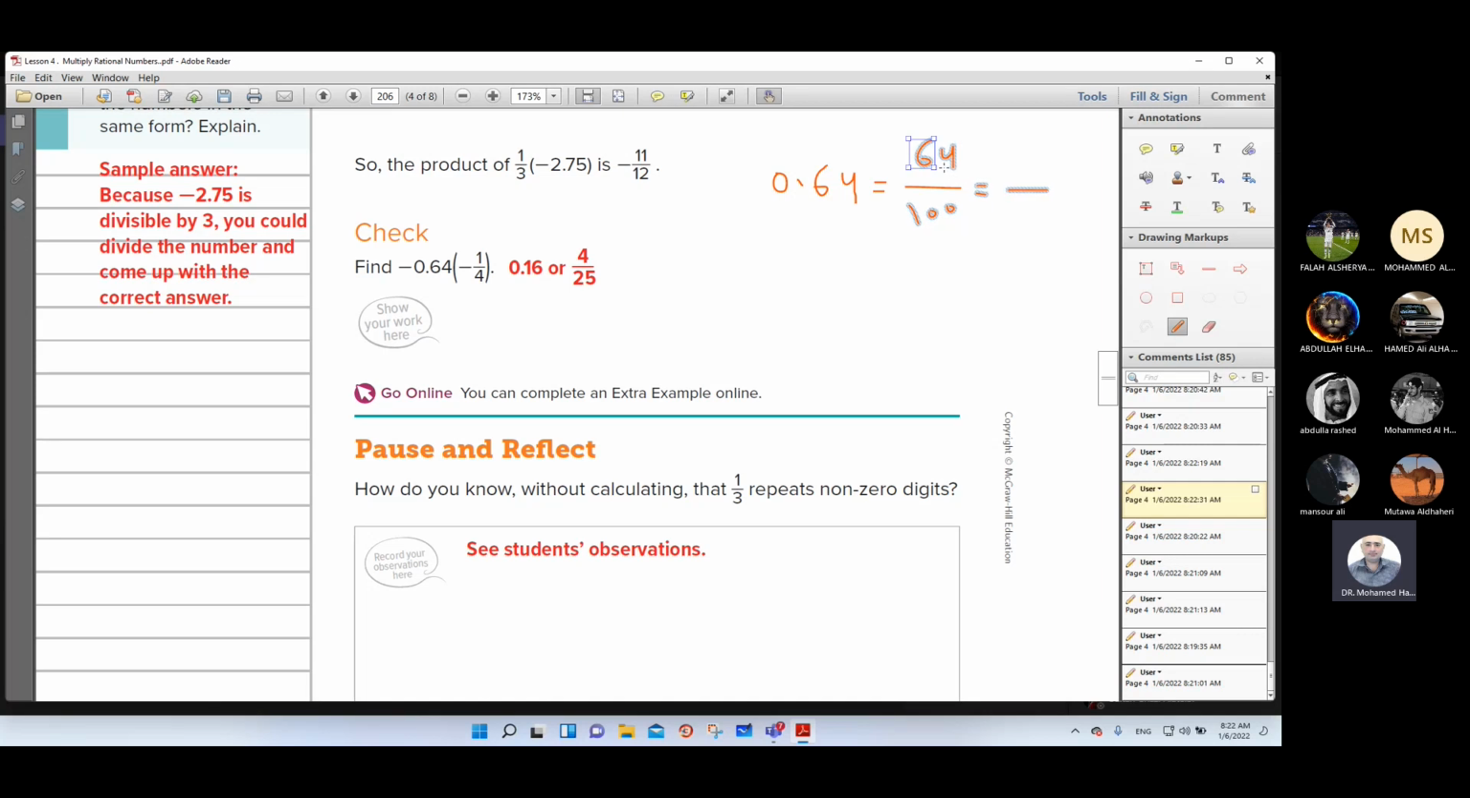Now divide up by 4 and divide down by 4. 64 divided by 4 will be 16. And 100 divided by 4 will be 25. So, negative 0.64 will be negative 16 over 25. Multiply by negative 1 over 4. You can do simplest form here. You can divide 16 up by 4, you will get 4. And 4 down by 4, you will get 1.